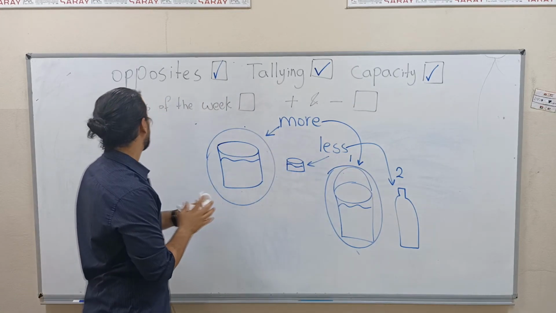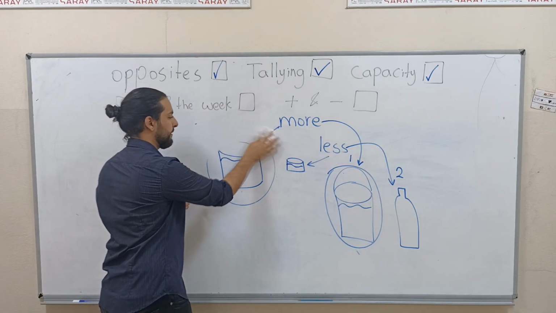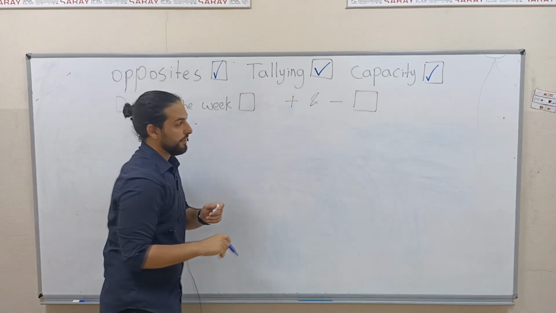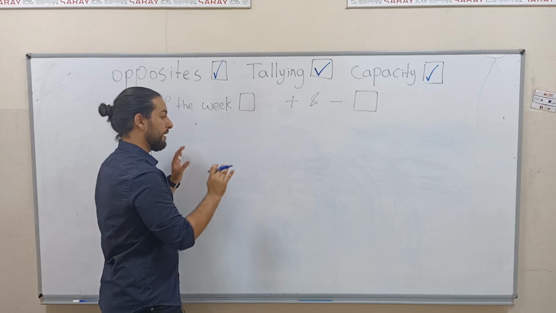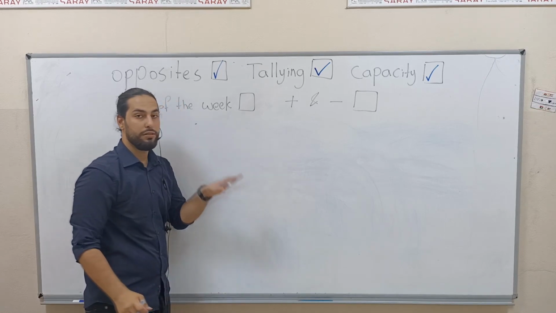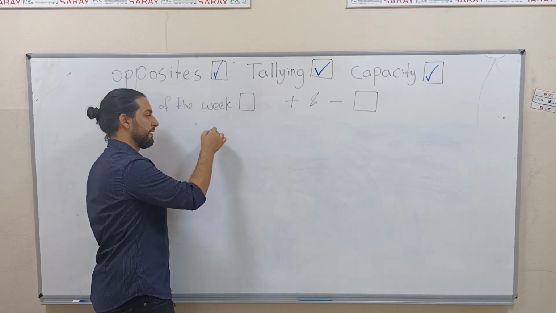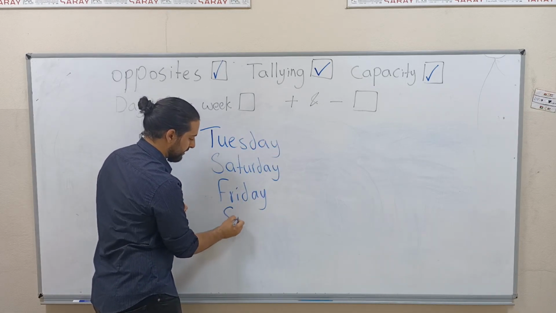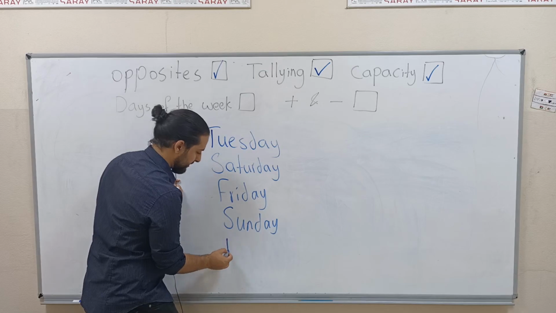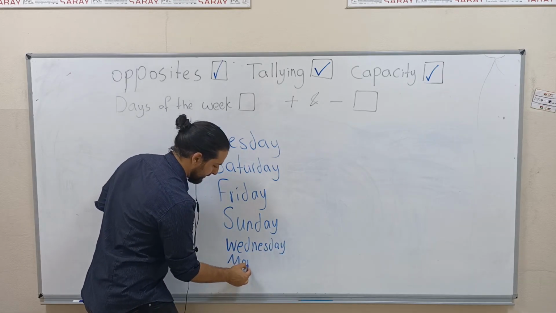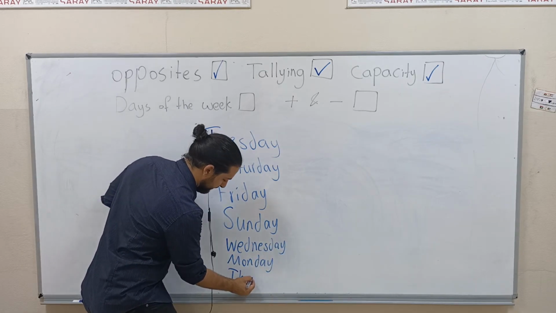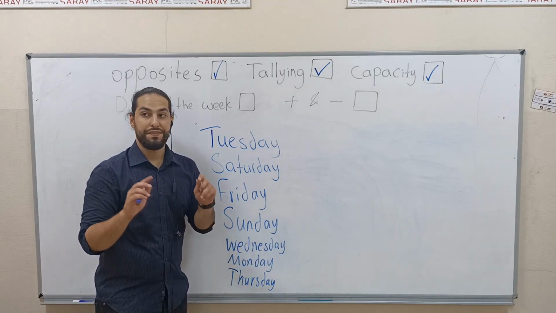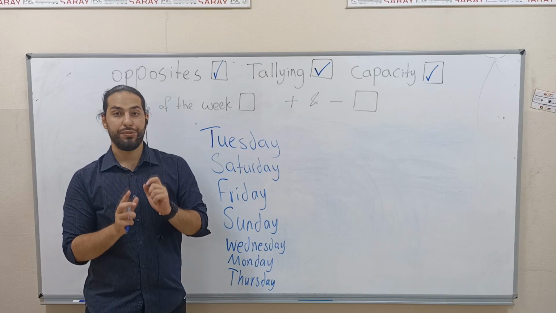Now, let's take a look at the next thing, which is the days of the week. Now, days of the week, we have 7 days in a week. I'm going to write them here, not in order, then we're going to order them. That's 1, 2, 3, 4, 5, 6, and 7. So we have 7 days in a week, and we have to put them in order.